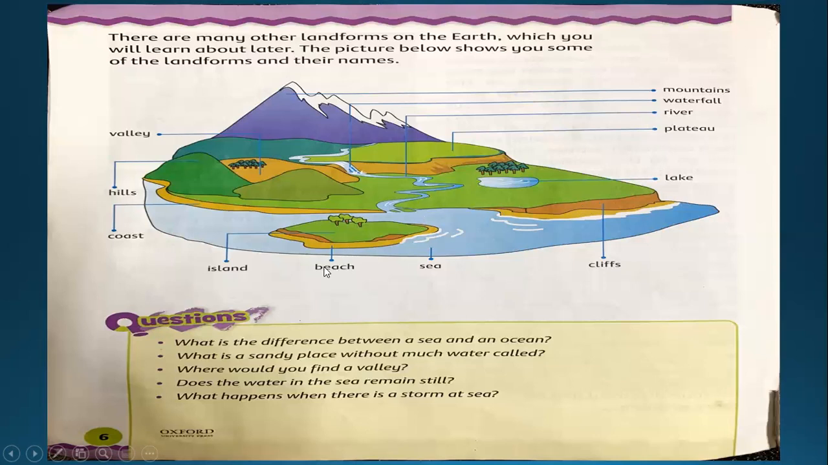Then here what we have, the beach. The corner of the land area near the sea is called a beach, or you can say like this, look, coast. What is this area of land surrounded by water? It is an island. Okay, and these are round topped hills.